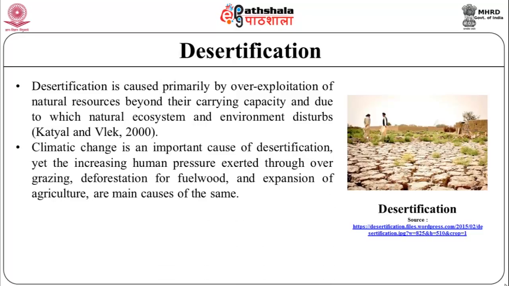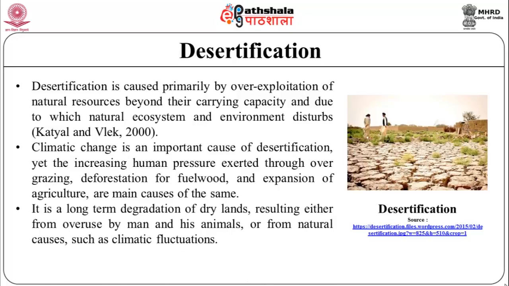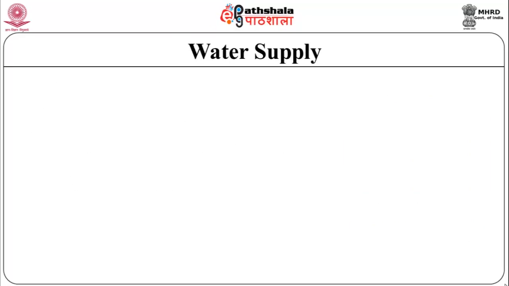Climatic change is an important cause of desertification, yet the increasing human pressure exerted through overgrazing, deforestation for fuel wood, and expansion of agriculture are main causes of the same. It is a long-term degradation of dry lands resulting either from overuse by man and his animals or from natural causes such as climatic fluctuations.